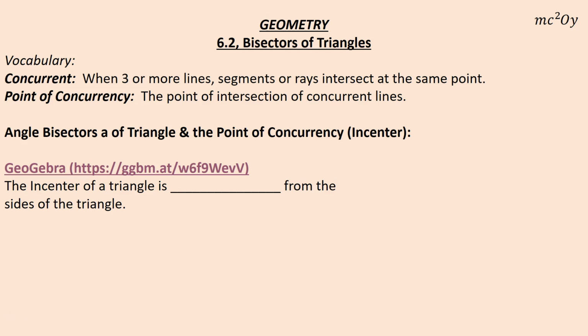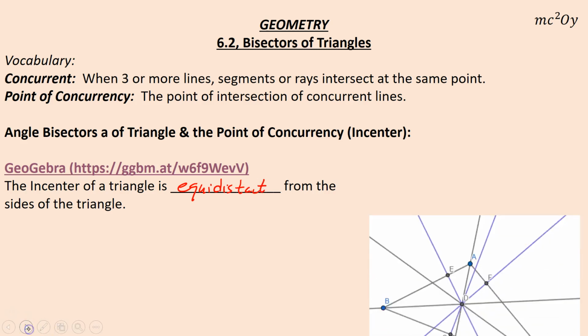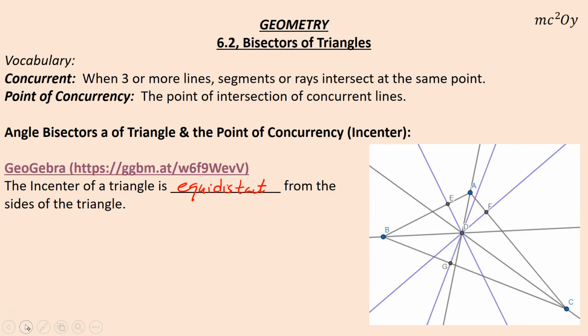It says the in-center of a triangle is blank from the sides of the triangle. Once again, that is equidistant. That is a special piece there. And I'm going to go ahead and have that picture in there, the picture of the one we just did. I've changed the color so we can see those perpendicular lines. There's the perpendicular there, that perpendicular, and that perpendicular. So we're dealing with DG, DF, and DE, right?